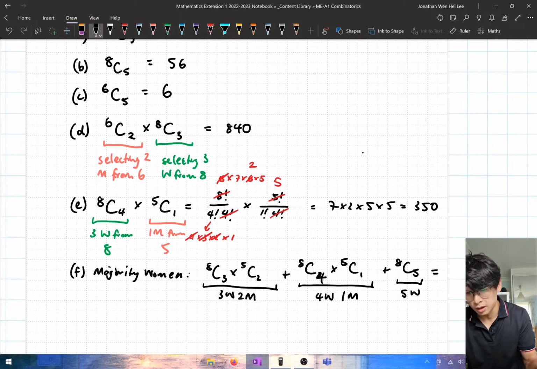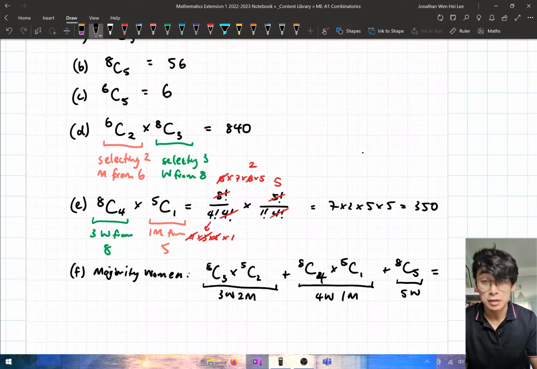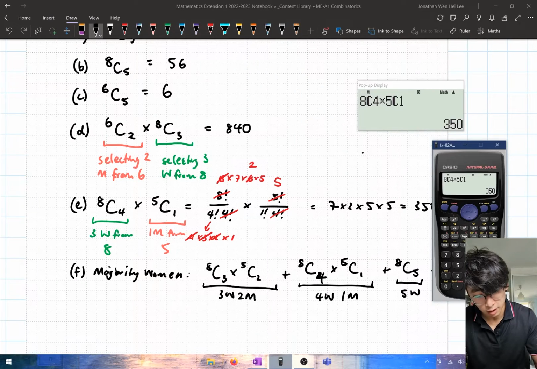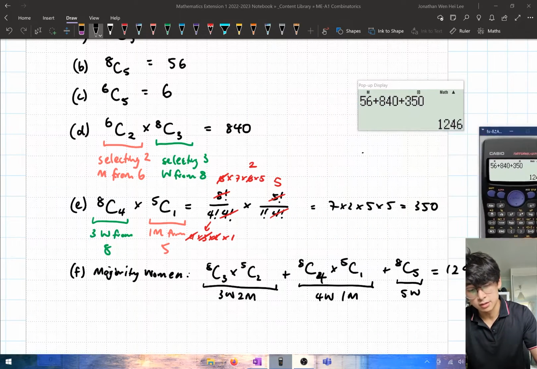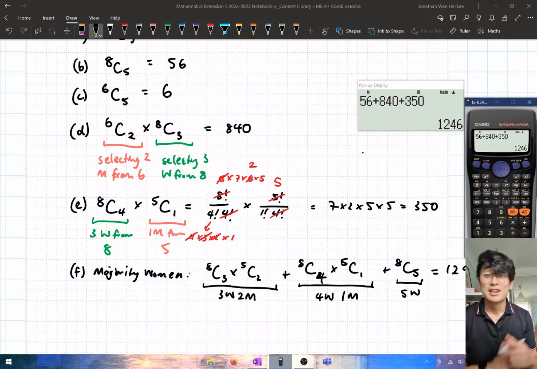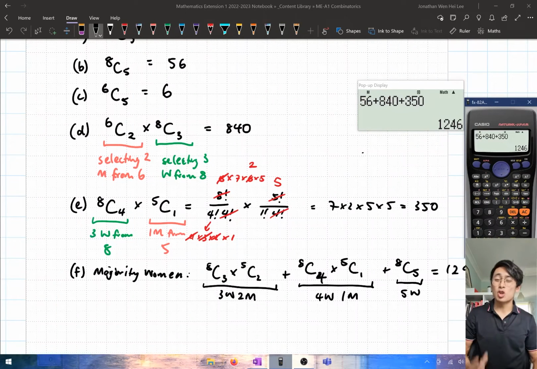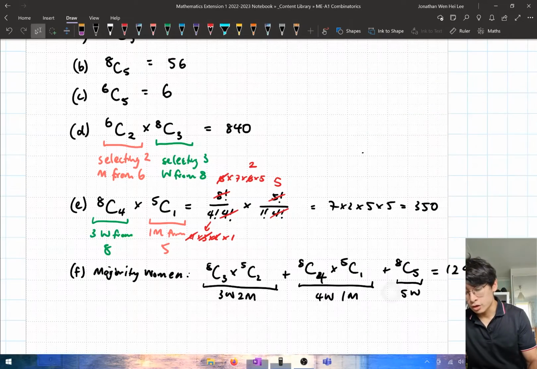So that's 56 plus 840 plus 350, which I believe gives you 1,246. Let me just check that with a calculator. So 56 plus 840 plus 350. Yeah, 1,246. There we go. Okay. So when we are looking at these cases where they're the majority, you just want to be able to figure out what cases are available. Okay, so G.